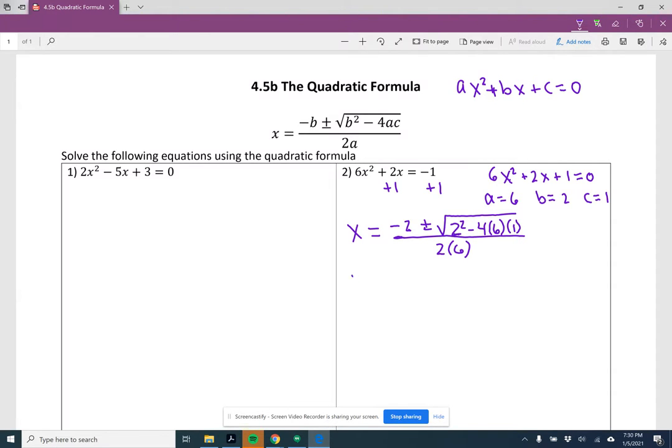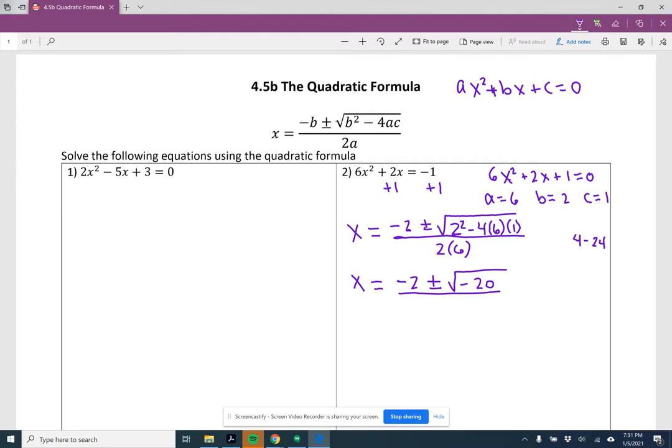Now in the other video, she's going to talk a little bit more about the simplifying. We're going to start here. We're going to simplify if we can. Negative 2, there's nothing we can do there. It's just negative 2. Keep your plus or minus sign. You're going to simplify the discriminant. Remember, the discriminant is the part under the radical. So 2 squared, which is 4. 4 times 6 times 1 is 24. 4 take away 24 is negative 20.